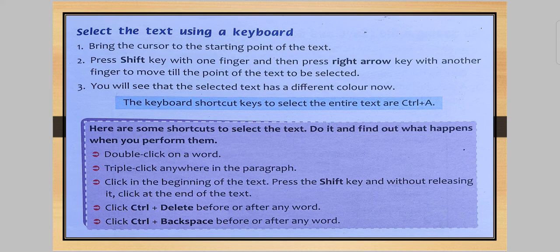And here you can see some shortcut keys to select the text. First is double click on a word. When you need to select a word, you can double click on the word. Triple click anywhere in the paragraph. Click in the beginning of the text, press the Shift key, and without releasing it, click at the end of the text. Next is Ctrl plus Delete or Ctrl plus Backspace key before or after any word. So these are the shortcut keys.